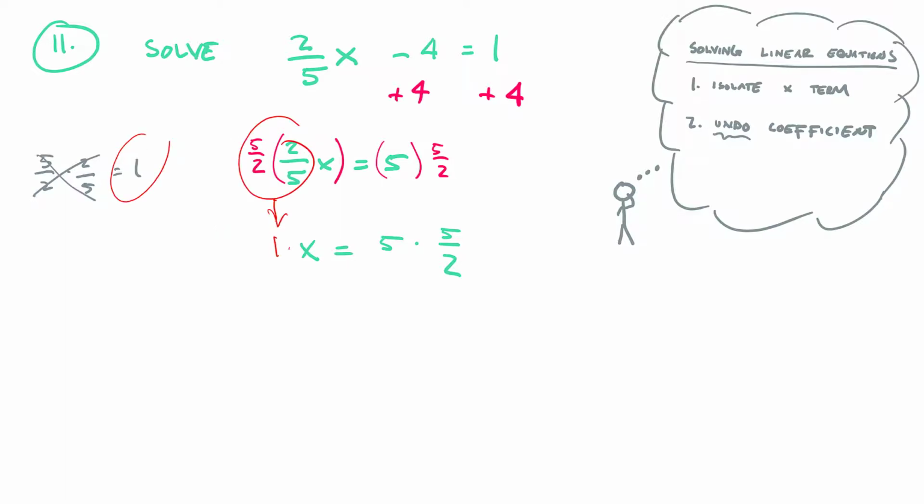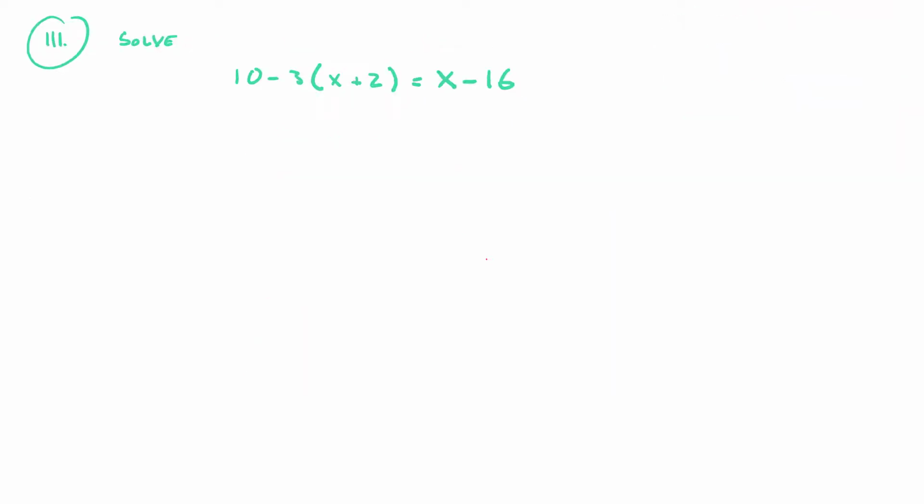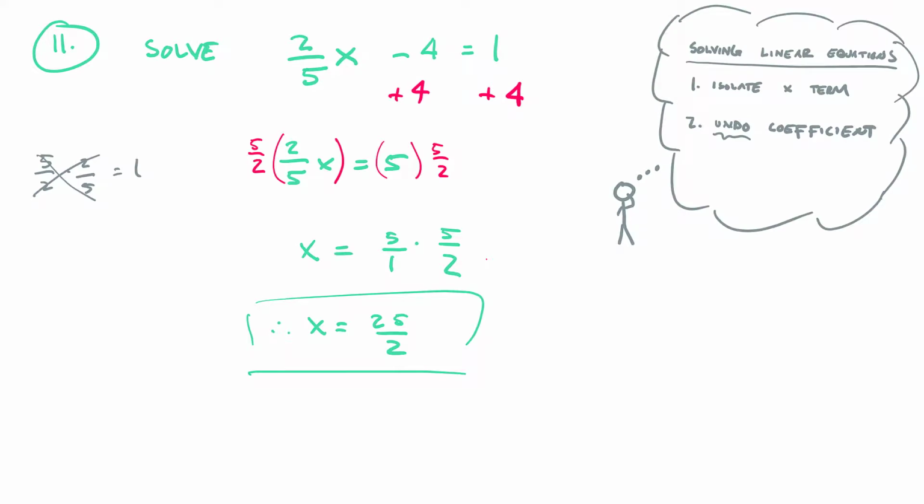I can even put it in there. 1 times x is equal to 5 times 5 halves. When you're multiplying a number with a fraction, the number is technically a numerator, right? It's 5 over 1 is the number 5. And when you're multiplying fractions, you just multiply straight across. So you've got 5 times 5 over 1 times 2, and that gives you 25 halves. Okay, so that's how I deal with fractions in that case. And then you're done, right? That's it for that problem.